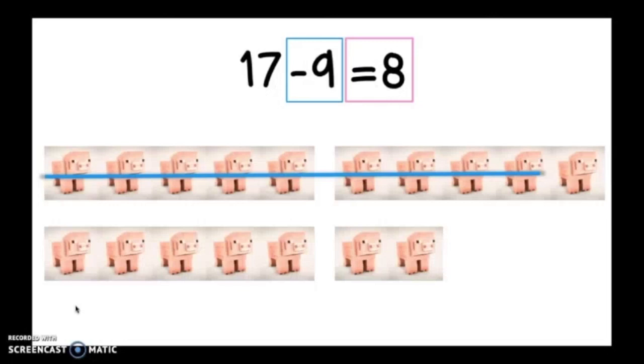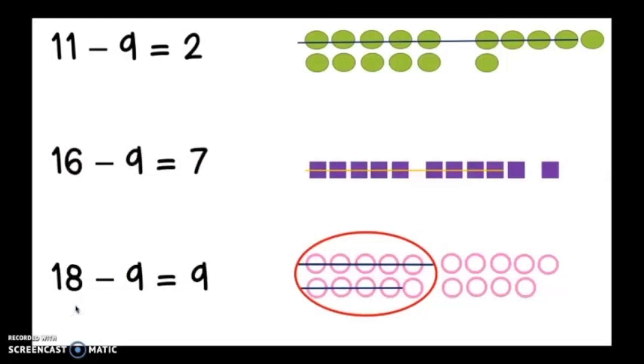All right, here we go. Now we're going to play a little bit of a game. Are you ready? Here we go. All right, this is called Match It Up. So in this game, I have number sentences on one side, and then I have pictures to show the number sentence on the other side. So let's look at this first one. It says 11 minus 9 equals 2. Do the green circles, the purple squares, or the pink circles match that number sentence? 11 minus 9 equals 2. Which one do you think?